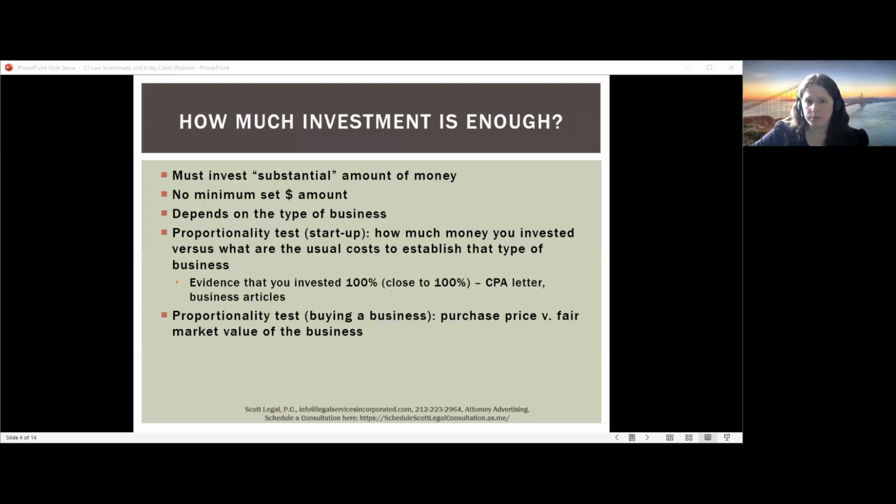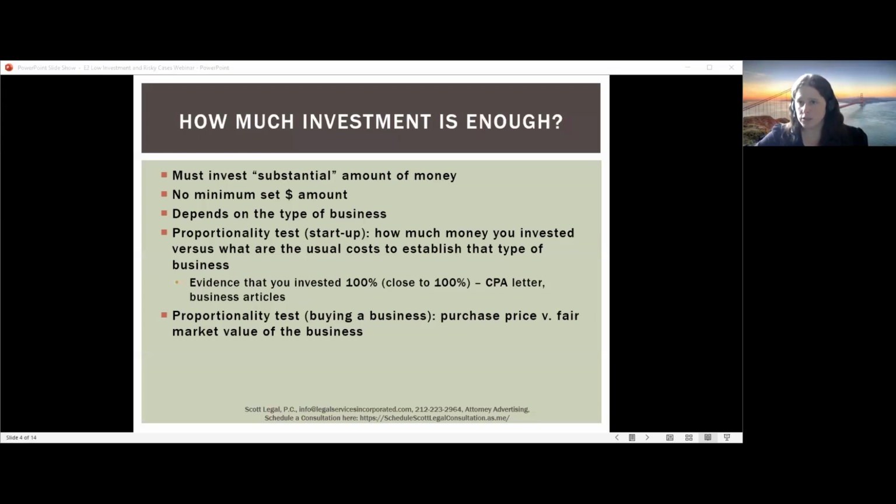There's a lot more flexibility. It really depends on the type of business you're starting up. They look at what's called the proportionality test: how much have you invested versus what are the usual costs to establish that type of business? Sometimes it can be very helpful to include in your application some market research reports, or articles from business magazines that talk about the normal startup costs for various types of businesses.